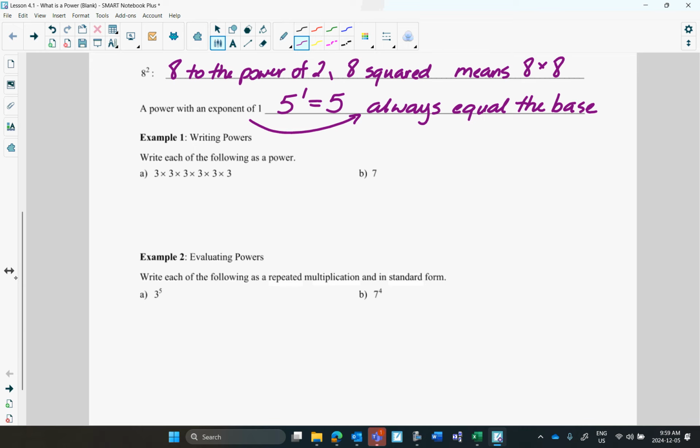So now let's actually start doing some of these. So the first example, you're given multiplications or just a number, and you're asked to write it as a power. How would you write this as a power? 3 to the power of 6, correct? Because you're taking 3 and multiplying by itself 6 times. How would you do the second one? 7 to the power of 1. Right, because you're not doing anything with the 7. It's just one 7 that's sitting.